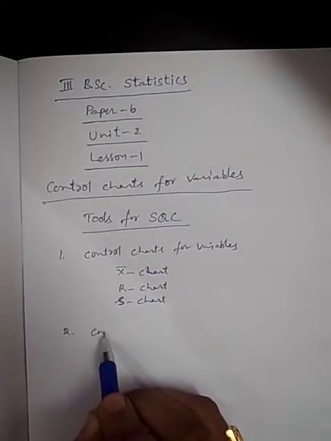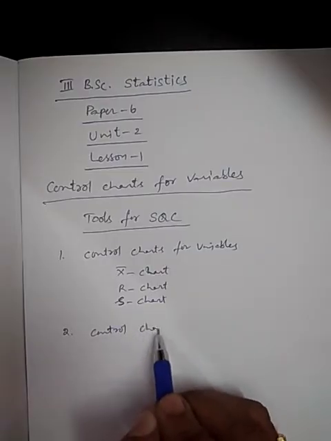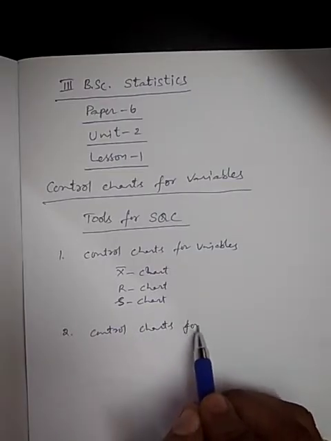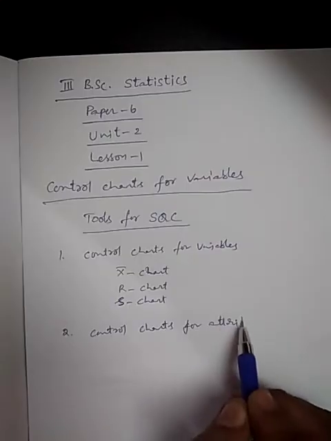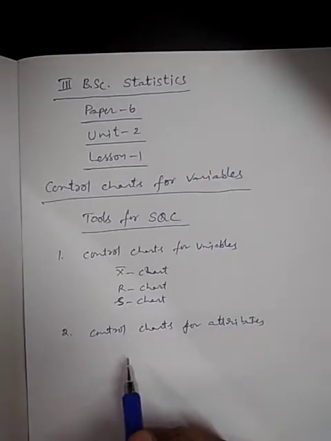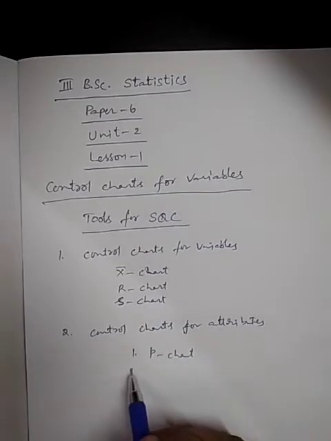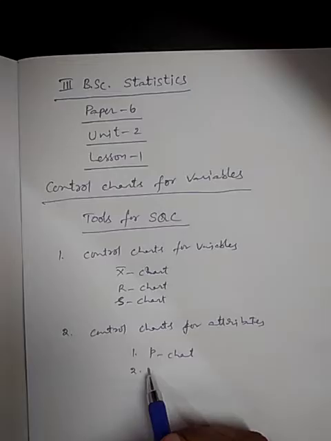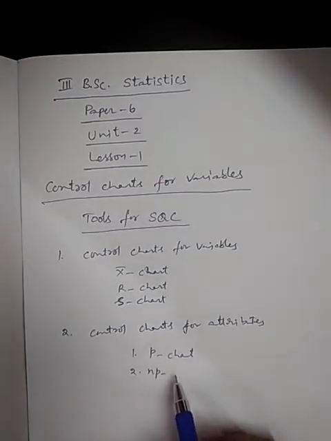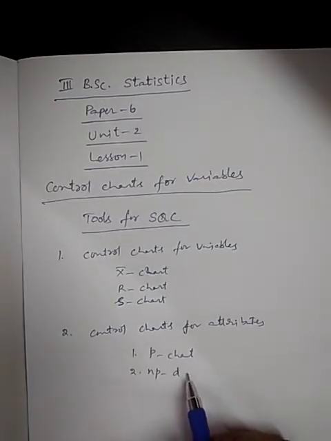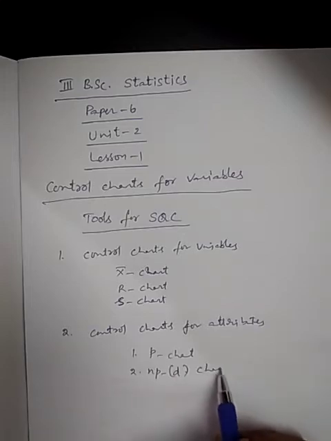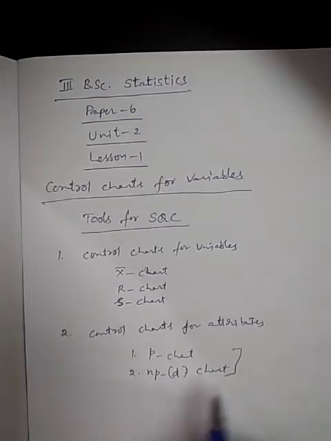Second one, control charts for attributes. It is categorized into two. One, fraction defective, P chart. Two, number of defectives, NP chart or D chart. These two are in one category, which are control charts for fraction defective, which comes under defective.